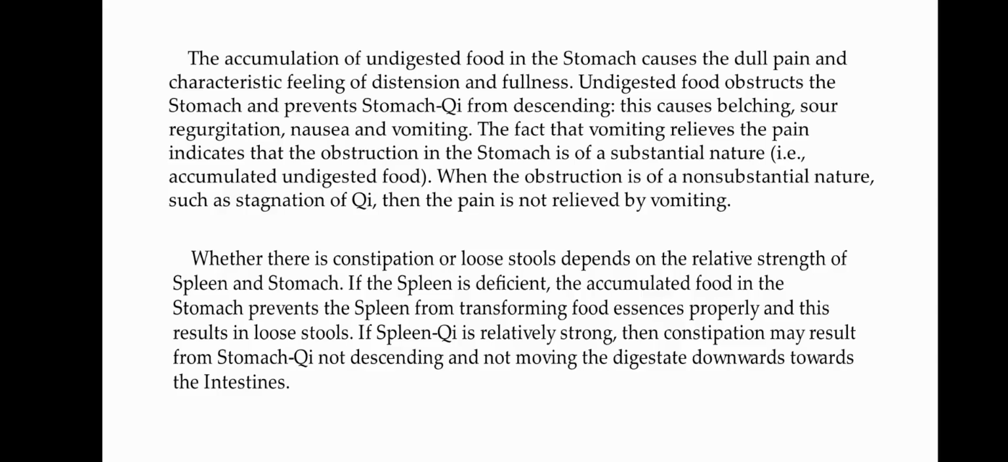The accumulation of undigested food in the stomach causes the dull pain and characteristic feeling of distension and fullness. Undigested food obstructs the stomach and prevents stomach qi from descending. This causes belching, sour regurgitation, nausea, and vomiting. The fact that vomiting relieves the pain indicates that the obstruction in the stomach is of a substantial nature, that is, accumulated undigested food. When the obstruction is of a non-substantial nature, such as stagnation of qi, then the pain is not relieved by vomiting.